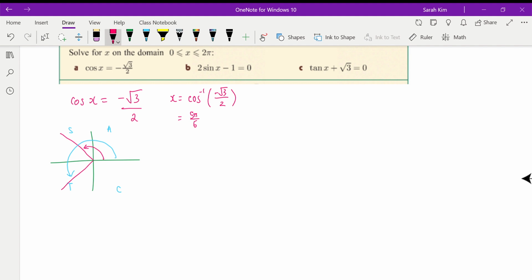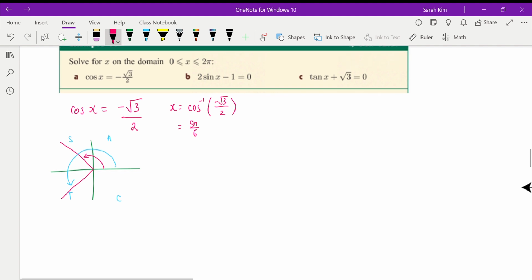Okay, so 5 pi over 6, and then what I would do is, can you see how the red angle and that angle is the same? So I would do 2 pi take 5 pi over 6 to see what I get. So I get 7 pi over 6, and that's my answer. So therefore my x is 5 pi over 6 and 7 pi over 6 is my final answer.